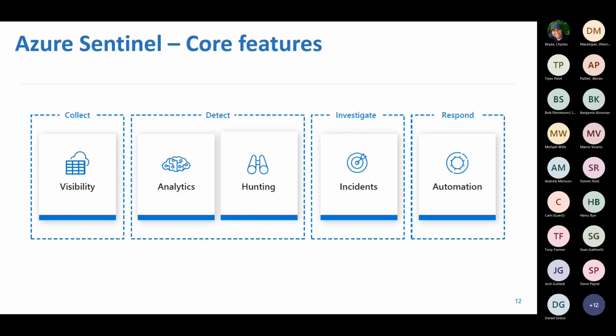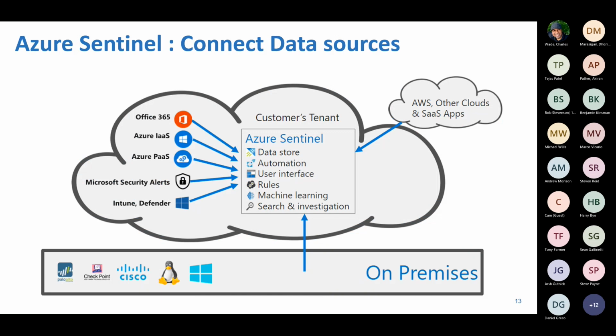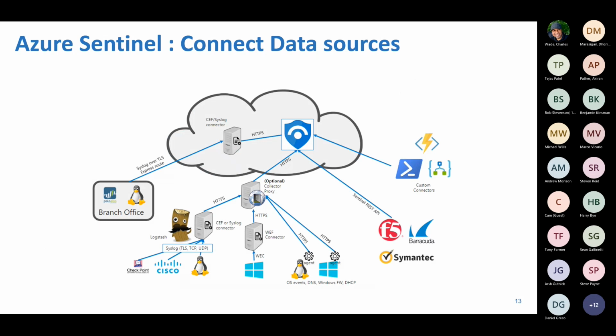So core features: collect, detect, investigate, and respond, right? When it comes to collection, Microsoft Azure can collect data from all the Microsoft cloud infrastructure. It can also integrate with on-prem. Now, when it comes to integration with on-prem, there are two options. Some of the popular vendors already have connectors to Azure Sentinel.